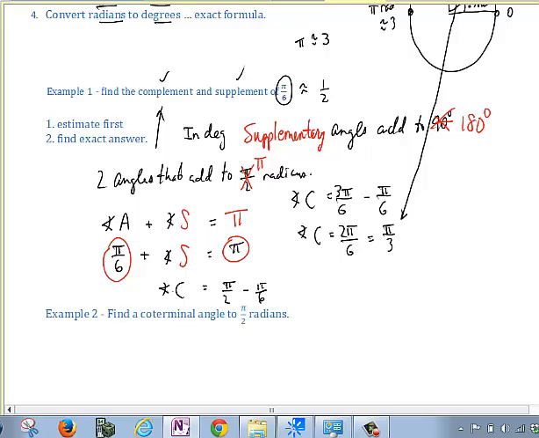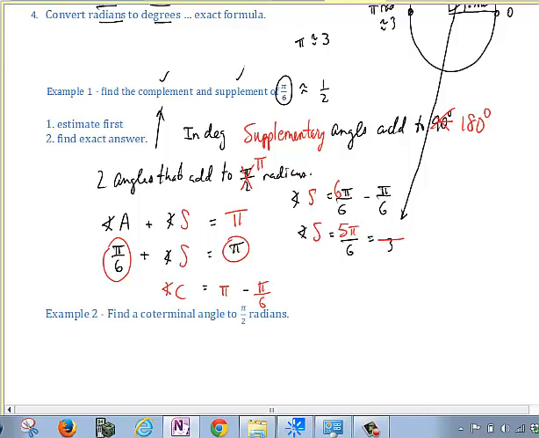We need to convert this to over 6. So I have pi over 2, which is no longer there. This is now pi minus the pi over 6. My common denominator is going to be 6 pi over 6 minus pi over 6, which gives me 5 pi over 6 for my supplementary angle.